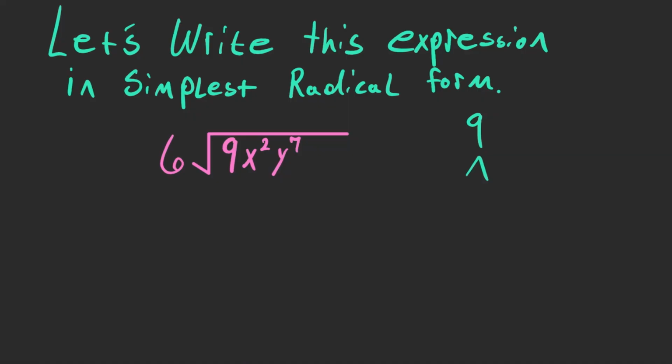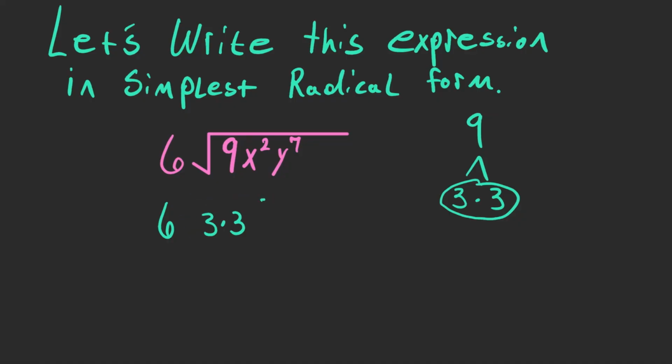I know that 9, I could write it as 1 times 9, but that doesn't really help me. So I'm going to write it as 3 times 3. And when I write it as 3 times 3, you can see that that's a pair of 3's, or you can think of that as 9 being a perfect square. If I take the square root of 9, then I get 3. So I'm going to rewrite my radical here as 6 square roots of 3 times 3.